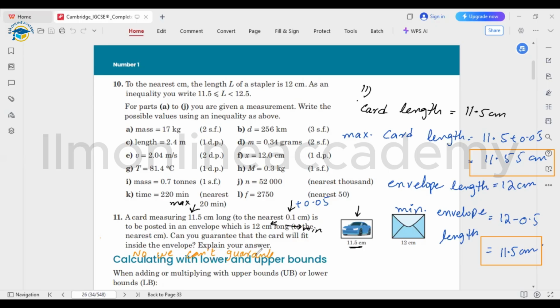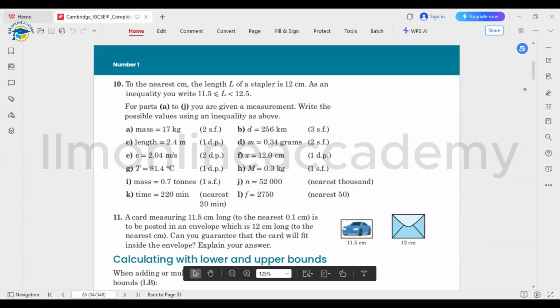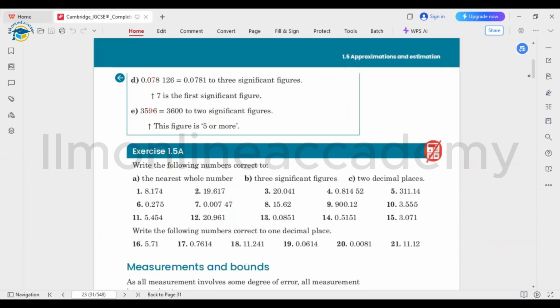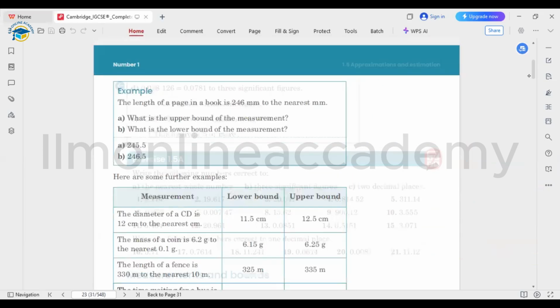And for the explanation, this working will be with you: this is your maximum card length and this is the minimum envelope length. So this is your part number 11. Hope this part is also clear to you all. So this was your exercise 1.5a and your exercise 1.5b.